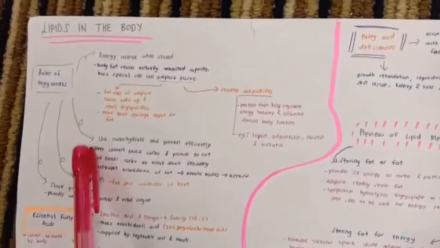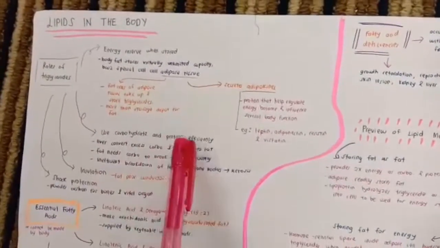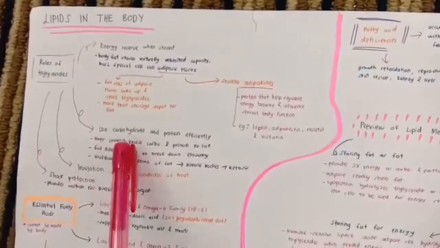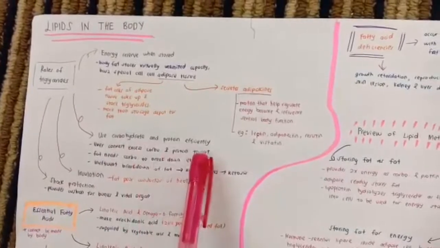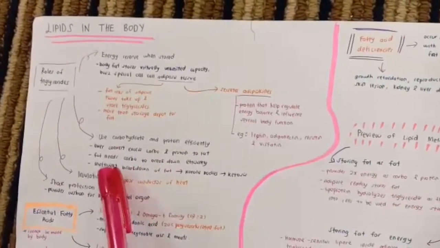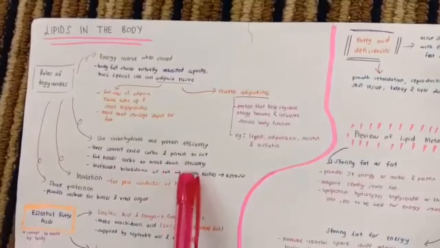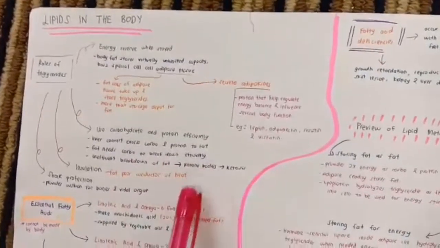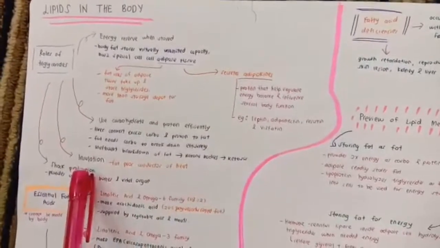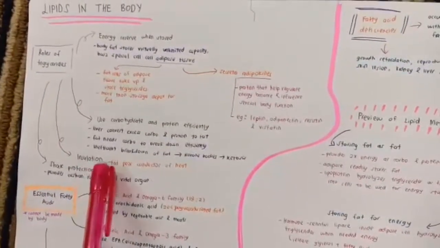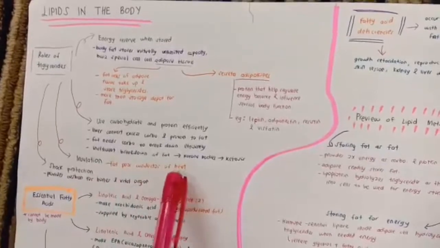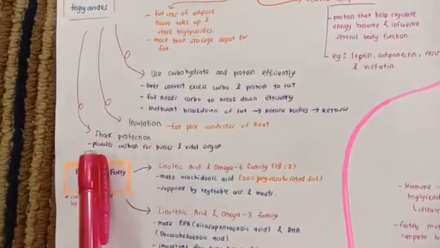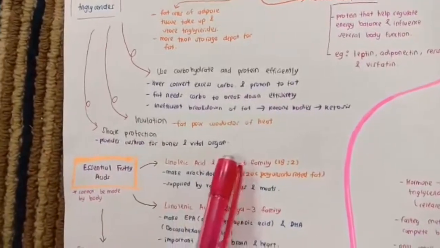Second, triglycerides use carbohydrate and protein efficiently. As we know, the liver will convert excess carbohydrate and protein to fat. But fat needs carbohydrate to break down efficiently; inefficient breakdown of fat will form ketone bodies. Third role is insulation. Fat is a poor conductor of heat, and the fourth is shock protection, which provides cushion for bones and vital organs.